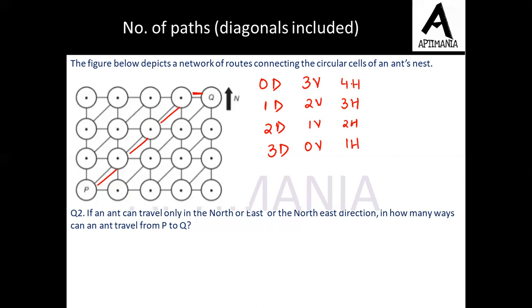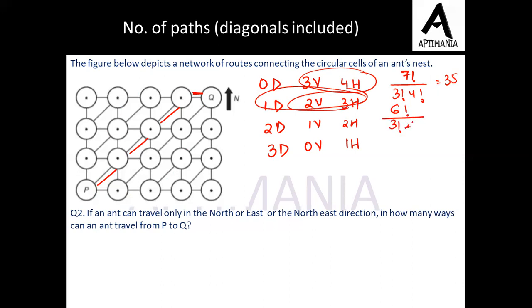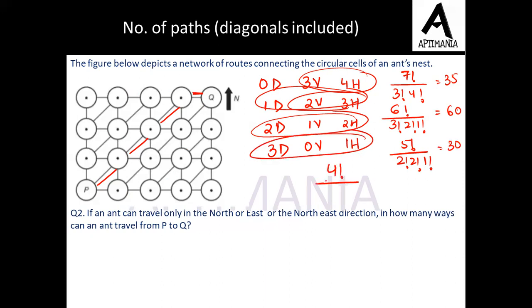So let's talk about the first case. There is a total of 7 steps that we are taking. So that will be 7 factorial divided by 3 factorial, 4 factorial, which we solved earlier. It's 35. In the next case, we are taking a total of 6 steps. So that will be 6 factorial divided by 3 factorial, 2 factorial, 1 factorial. On solving, we'll get the value as 60. It's a total of 5 steps. So that will be 5 factorial divided by 2 factorial, 2 factorial, 1 factorial, which is 120 upon 4. That is 30. And the last case, it's a total of 4 steps. That is 4 factorial divided by 3 factorial, 1 factorial, which is equal to 4.